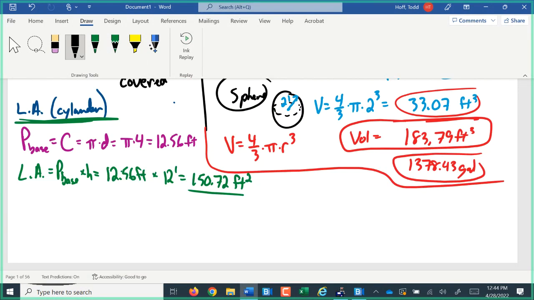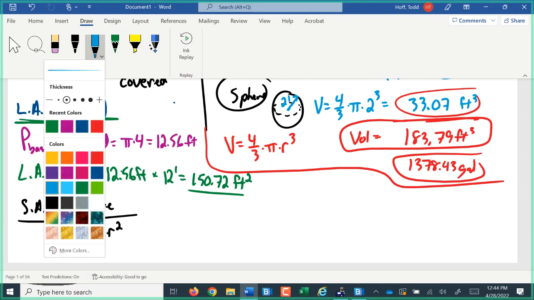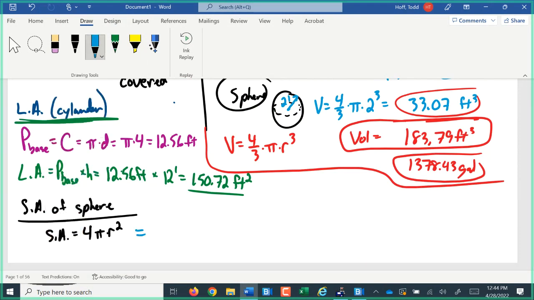We don't need the area of the bases because the bases are covered, but we need to find the surface area of the sphere. Remember the formula for surface area of the sphere? 4 times pi times radius squared. Again, that 4 is just that constant that comes from the calculus of it. 4 times pi times, what's my radius again? 2 feet. So 2 squared, which gives us 50.24 square feet of area for the sphere.